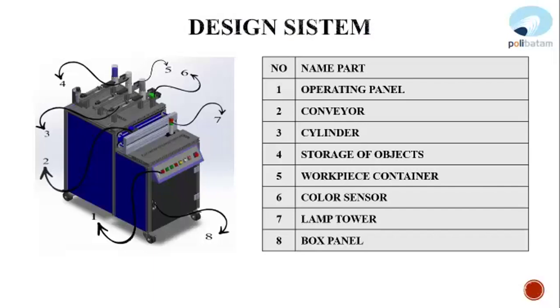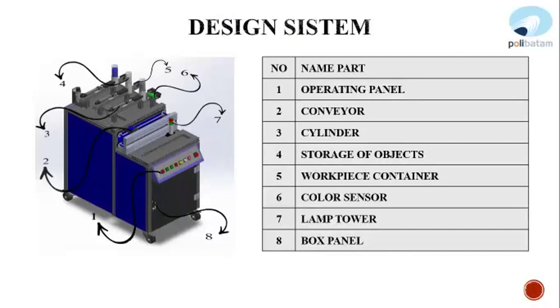And number 4, storage of object. Storage of object serves to store items before they are qualified and are pushed by an electropneumatic cylinder. The storage is divided into types adjusted to the color of the items, such as metal, white, and blue, to facilitate the machine in detecting the workpiece.